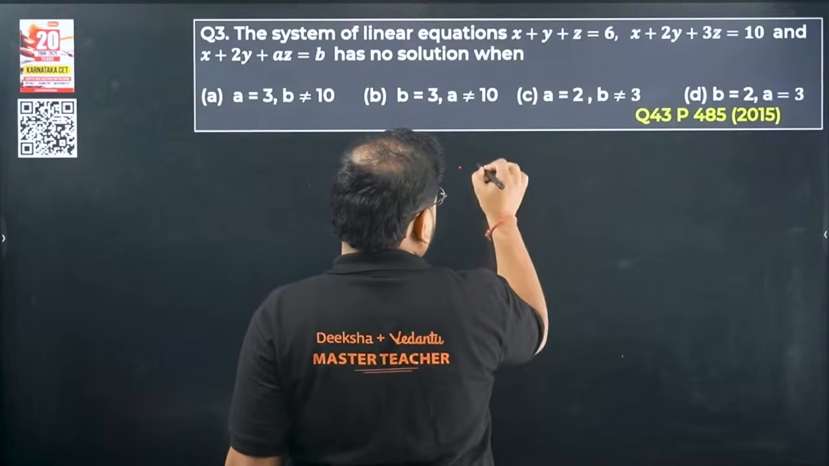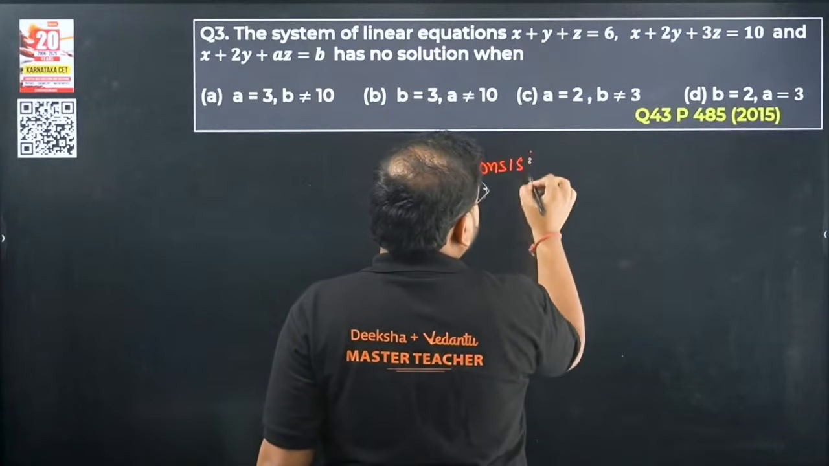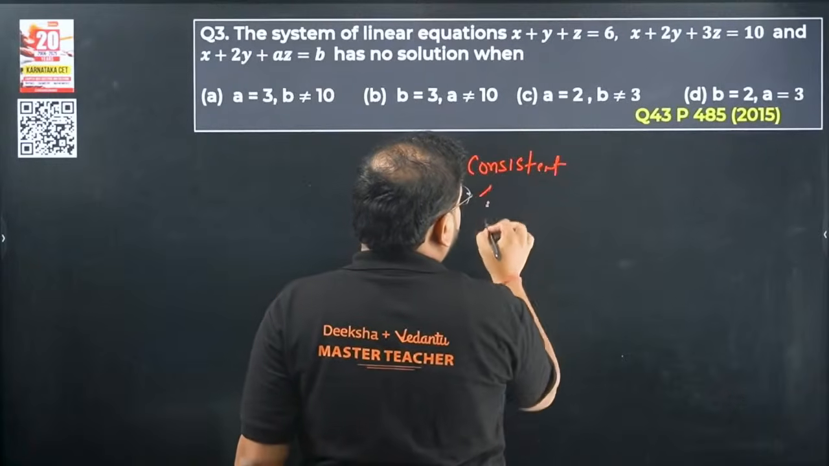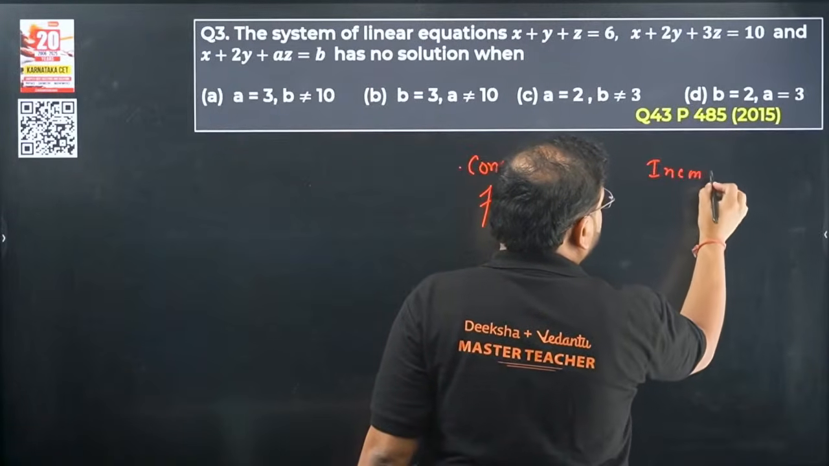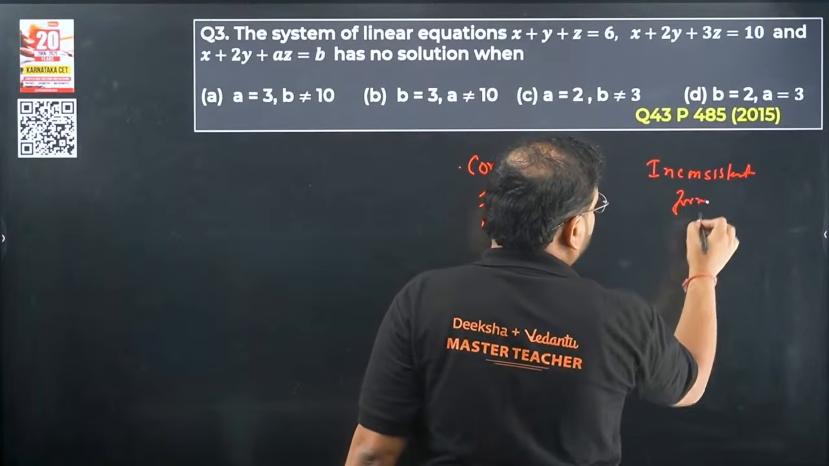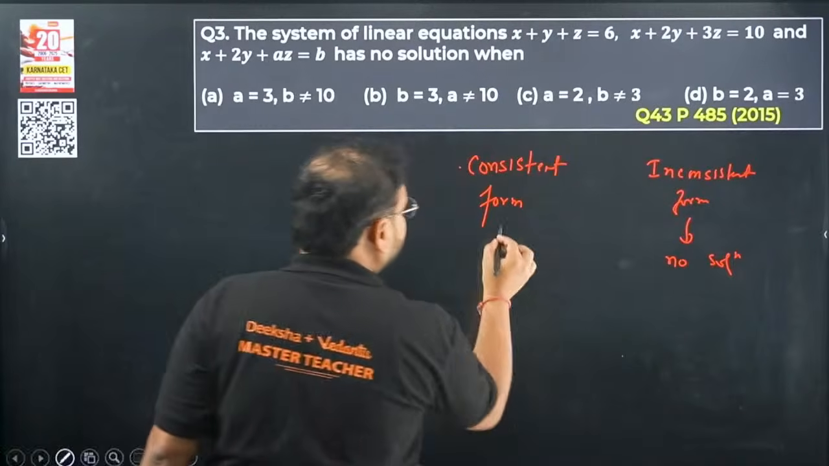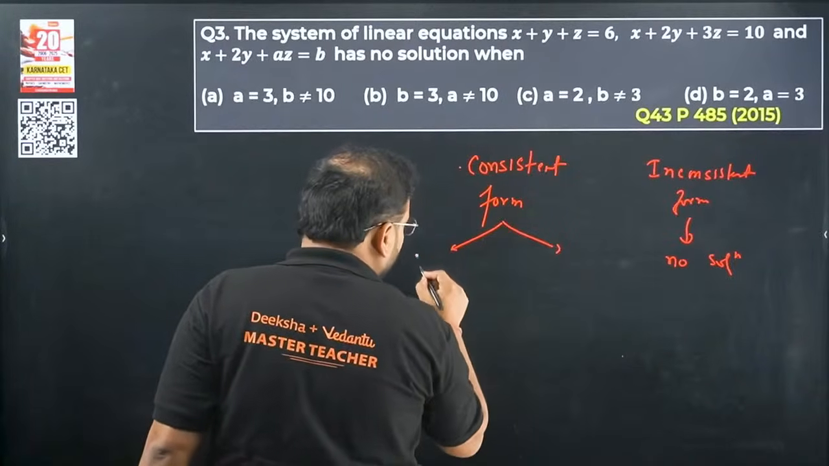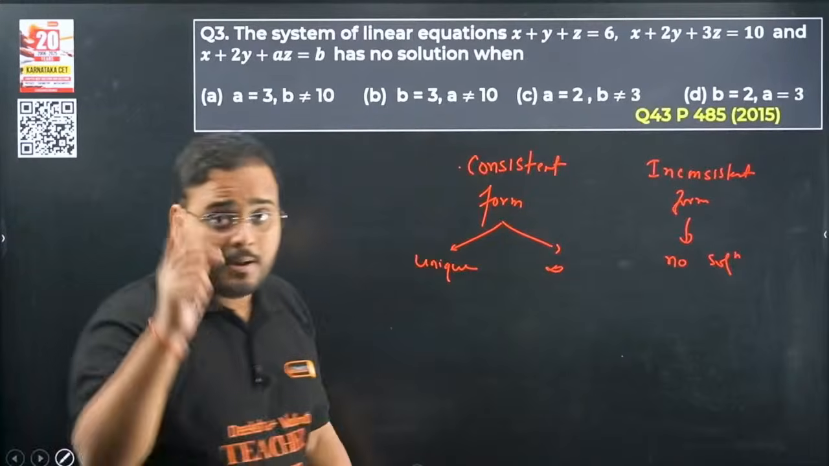We all know that consistent form and inconsistent form. Inconsistent means, basically, no solution. And over here we have 2 options, unique or infinite. Unique or infinite. Please pay attention.